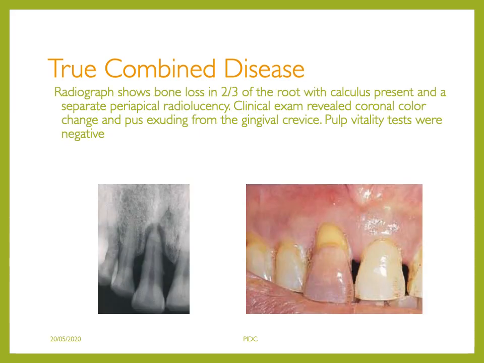In another example of true combined disease, you can see two-thirds of the root has bone loss, calculus is present, and clinical examination revealed coronal color change. You can see dark color and pus exuding from the gingival surface. Vitality tests were negative. So that is about true combined disease. So the classification: primary endodontic lesion, primary periodontal lesion, then secondary involvement with perio as well as endo, then comes the true combined lesion. In true combined lesion, the concomitant lesion is also there, that acts as two separate lesions.